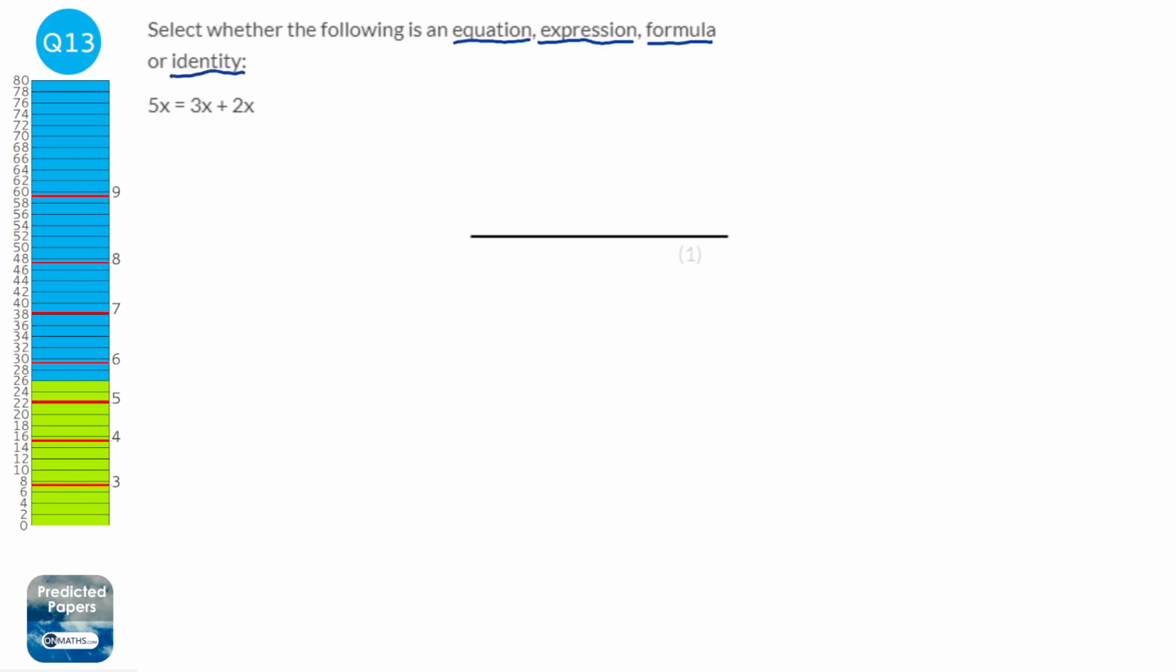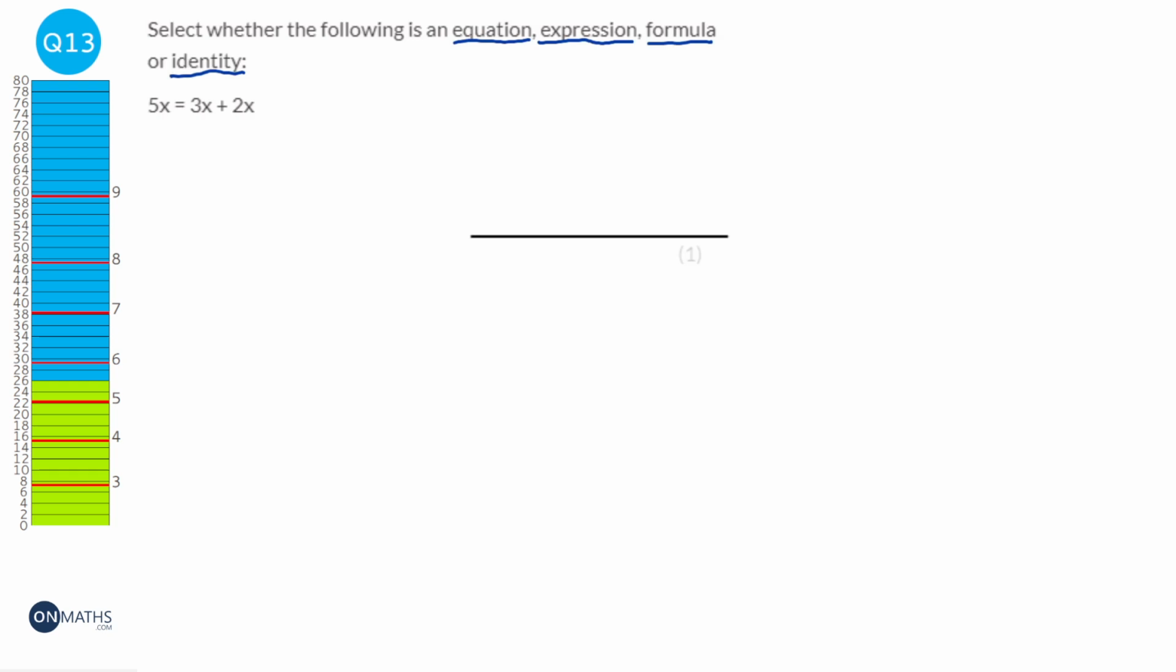And an identity is true for all values of that letter. So an example would be x times x equals x squared. That's an identity because that's true for all values of x. So looking here on the right hand side, we've got 3x plus 2x. But if we imagine x is 10, so 3x would be 30 plus 2x would be 20, 30 plus 20, well that will equal 5x, 5 times 10. And actually this is true for all values of x.